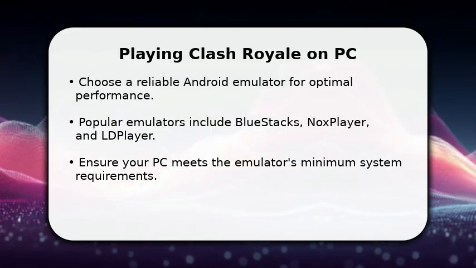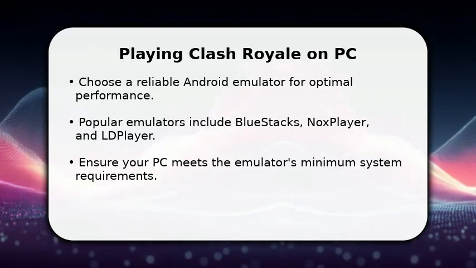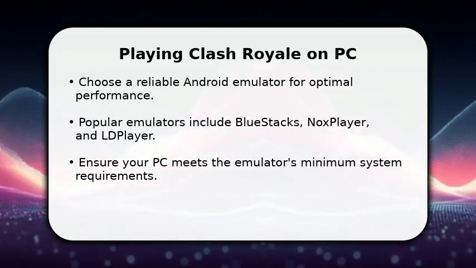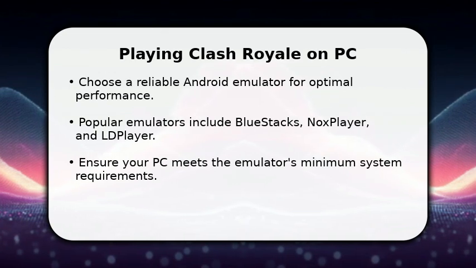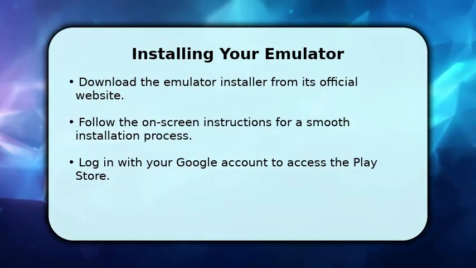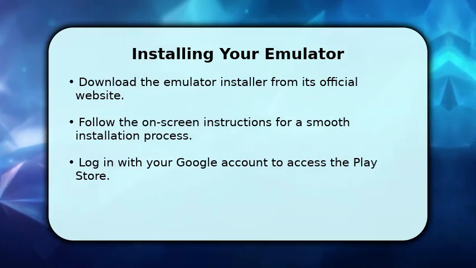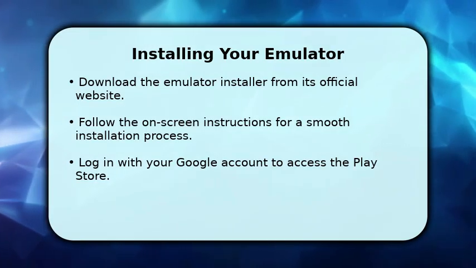Selecting the right emulator is crucial for a smooth gaming experience, so ensure your PC meets its minimum system requirements before proceeding. Once you have chosen an emulator, navigate to its official website to download the installer. The installation process is straightforward. Simply follow the on-screen prompts.